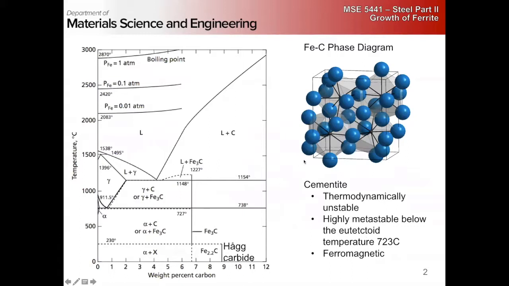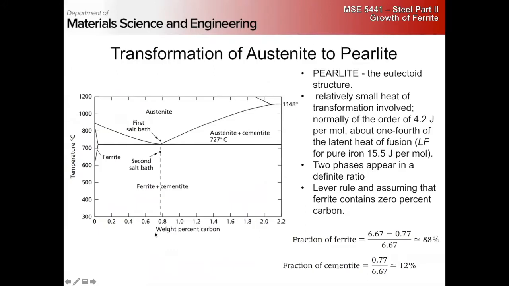And just a reminder, cementite is Fe3C, and it's thermodynamically unstable. It wants to decompose into iron and graphite, but that takes a very, very long time. So it's highly metastable below the eutectoid temperature, right? Okay.